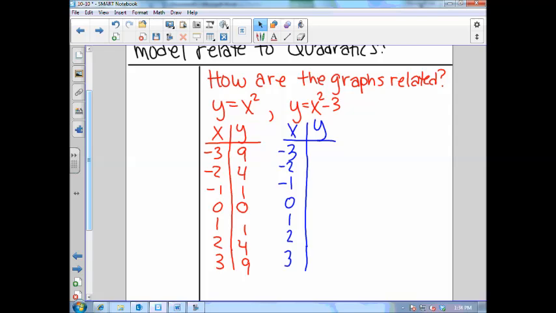Okay, fill in the y values for the next equation. y equals x squared minus 3. We've already squared them, you just have to subtract 3.